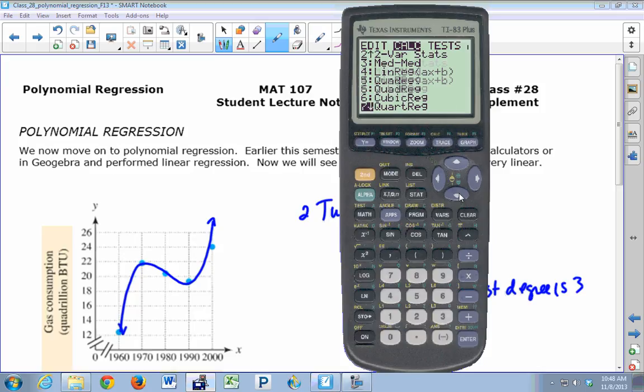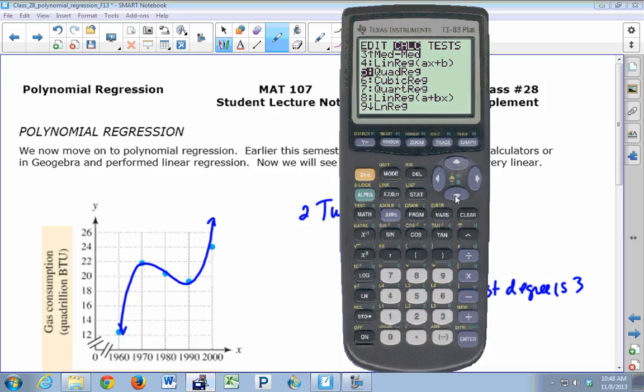If you thought maybe something higher than cubic, you would use a quartic. Now, the only next things you have are logistic regression, exponential regression, and power regression. So you don't have anything higher than quartic for a polynomial. Okay, so we will be doing some of these regressions later towards the end of the class.